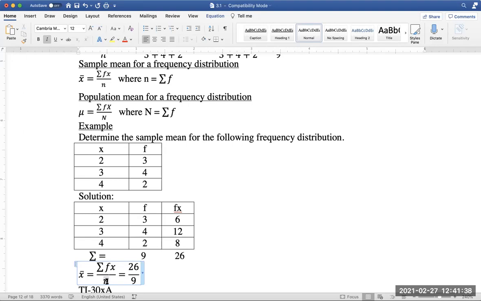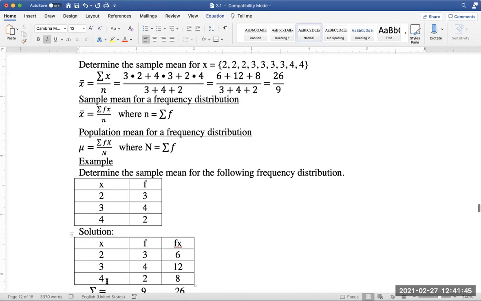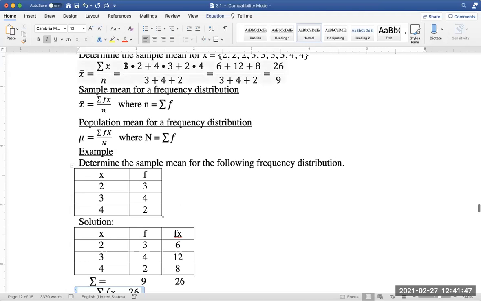Notice that's the same way we did above. Good. Notice 3 times 2, 6. So I got a 6, 12, 8. Same 6, 12, 8 here. 3, 4, and 2. Same 3, 4, and 2 here. So notice that this calculation here is the same as this calculation I'm doing here.